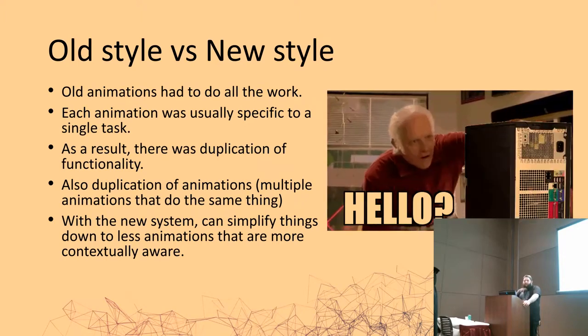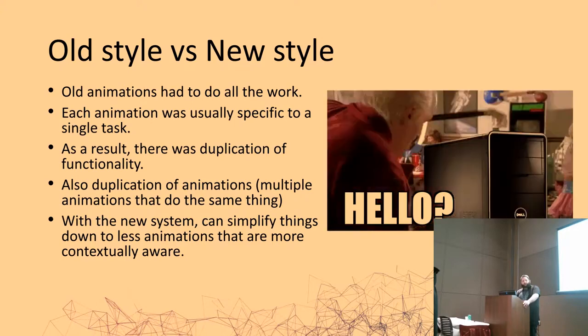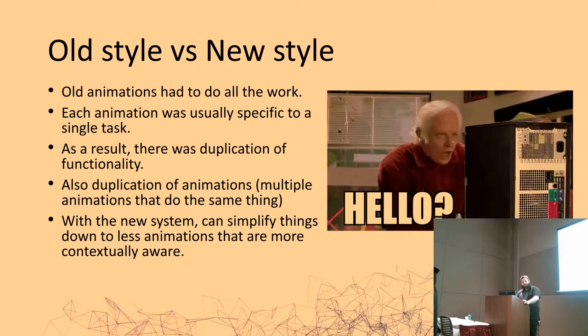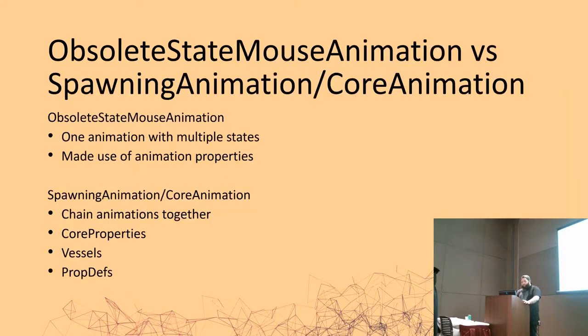But with the new system, we can kind of step away from that. The animations aren't quite so much this be-all, encapsulate-all-this-functionality per each animation. With the new system, we can be more contextually aware with the animations and how they're actually working and interacting with things. So, obsolete state mouse animation versus the spawning animation and the core animation. The obsolete state mouse animation was kind of the old way of doing things. You had states that you could control to create different stages of your animation if you needed to, and you mostly used traditional animation properties.